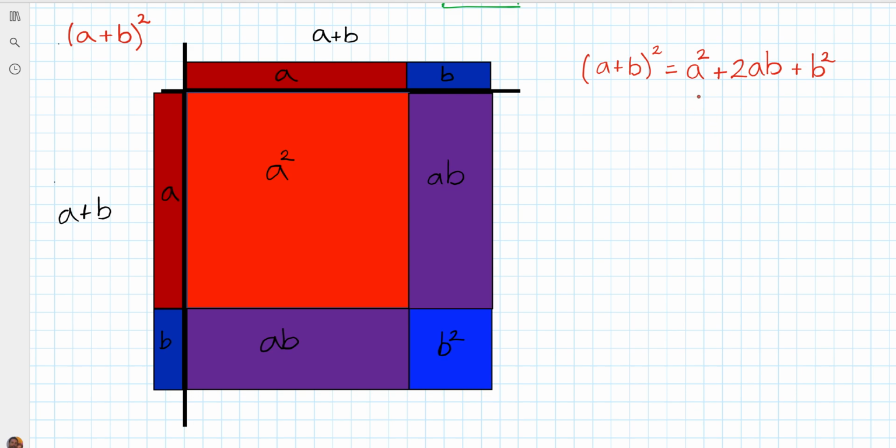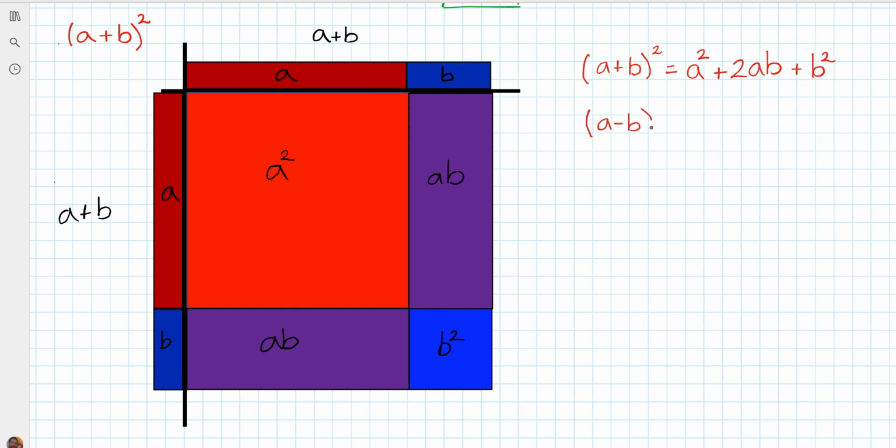Okay, and now we have another shortcut that you can use, like the one we were explaining before, where you say, I have the first term, I square it, then plus 2 times A times B, plus the second term squared. And actually this one also works for subtraction. So let's say that I have A take away B.